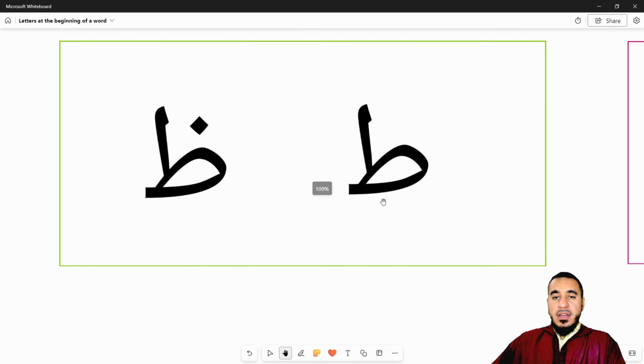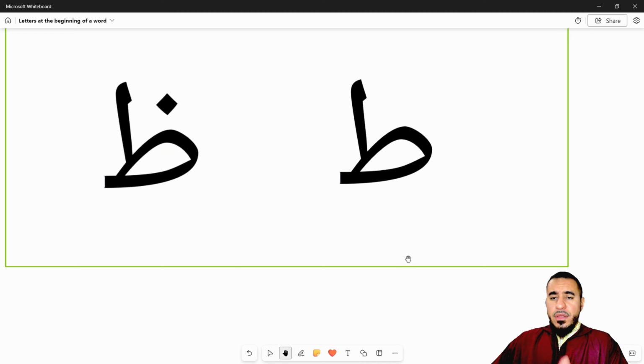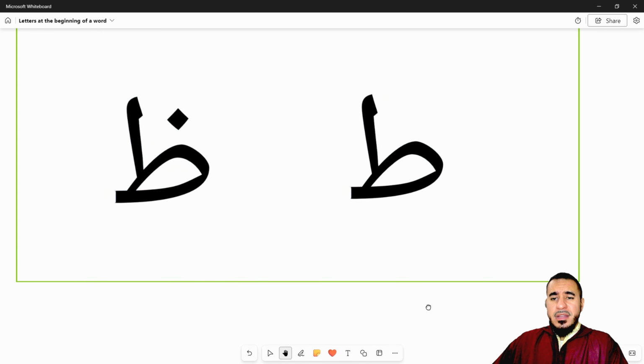And then we have the ta and the va. So the ta and va, they look pretty much the same as when they are by themselves. However, they've got this small little tail at the end of both of them. And why is that there? That is there, of course, you guessed it, so they can physically attach to the next letter in the word. Okay? So that's the ta and the va.